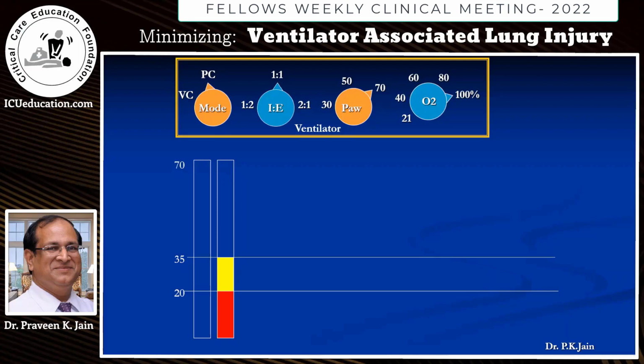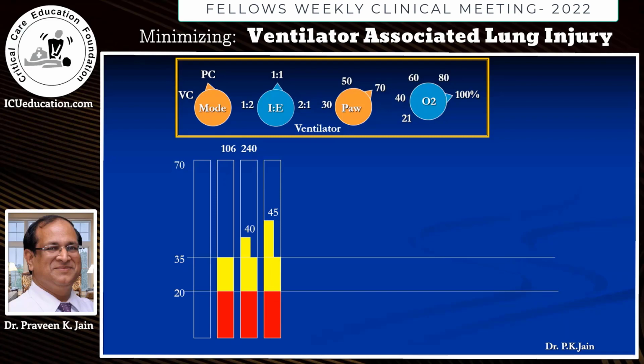Now I start my recruitment maneuver. Of course, at every step here, I've done the blood gases only to demonstrate what is happening. We don't do it so frequently. So at this time, the PO2 was 106 at pre-recruitment. Now I increase the peak airway pressure to 40 for 30 seconds and bring it back to 35. This results in an improvement in the PO2, but it is far below the 500 we expect.